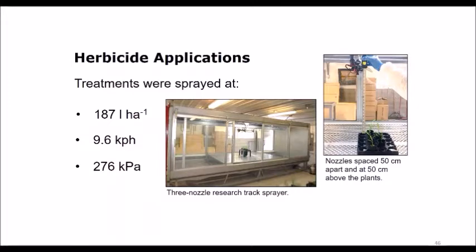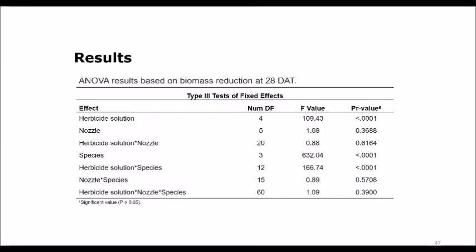Now, as we start, I'm going to push through this study a little bit quickly, so stick with me. Here are the application parameters. We're using 187 liters per hectare, 9.6 kilometers per hour, and 276 kPa on a 3 nozzle track sprayer that we have in the lab. Nozzles were spaced 50 centimeters apart, and the application was 50 centimeters above the plant.